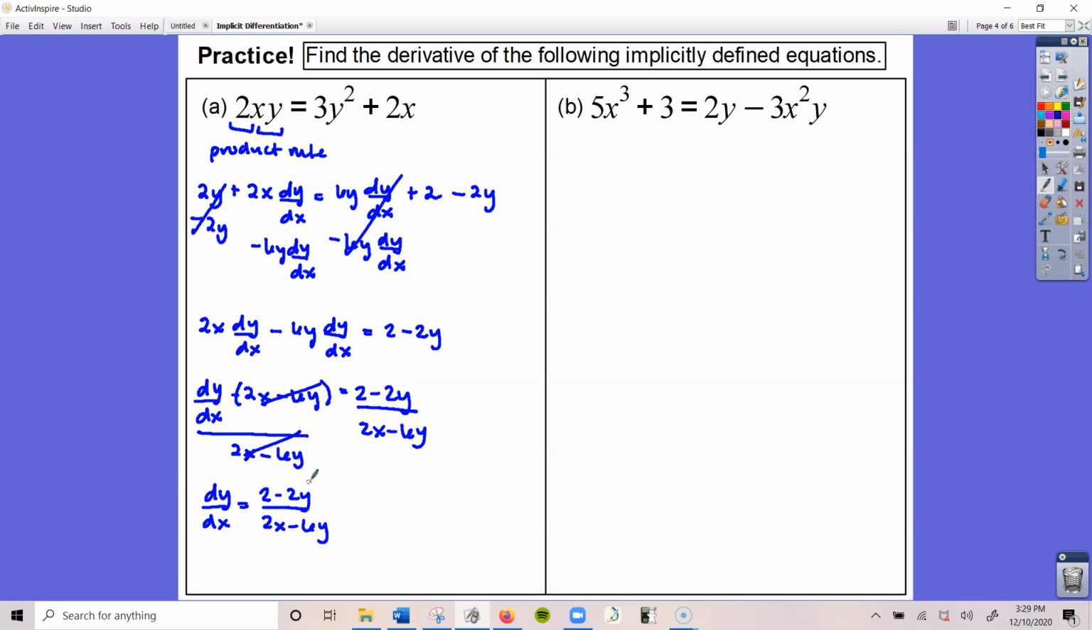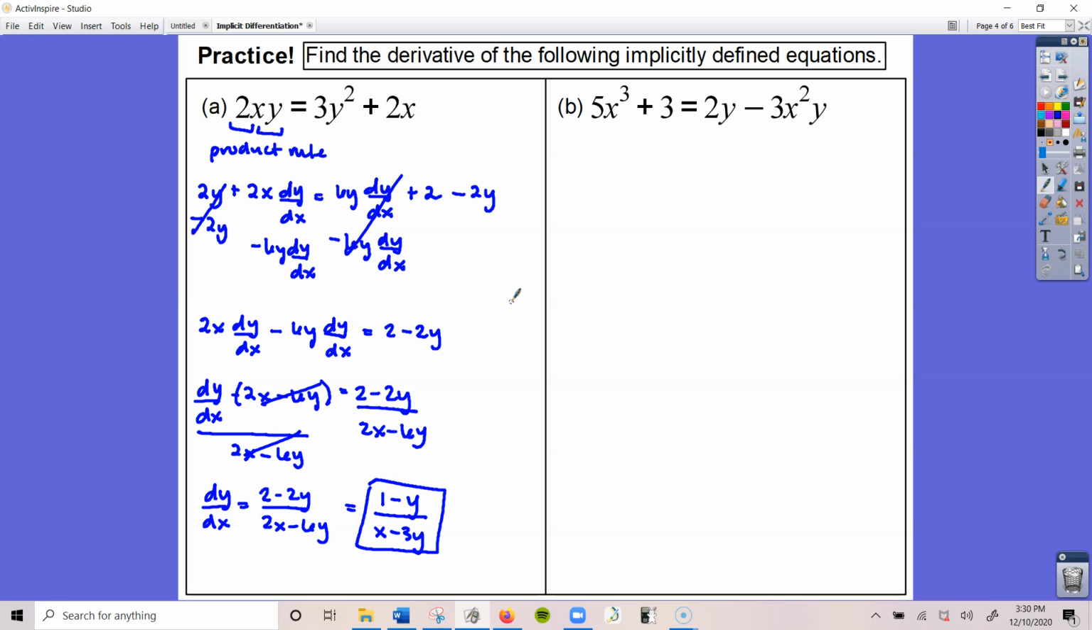Now, additionally, this is the answer. But if this was a multiple choice question and you're positive that this is your answer, but you don't see it, it's probably because it could be simplified. All of these coefficients can all be divided by 2. So we can rewrite this as 1 minus y over x minus 3y. And this would be another option for the derivative answer.